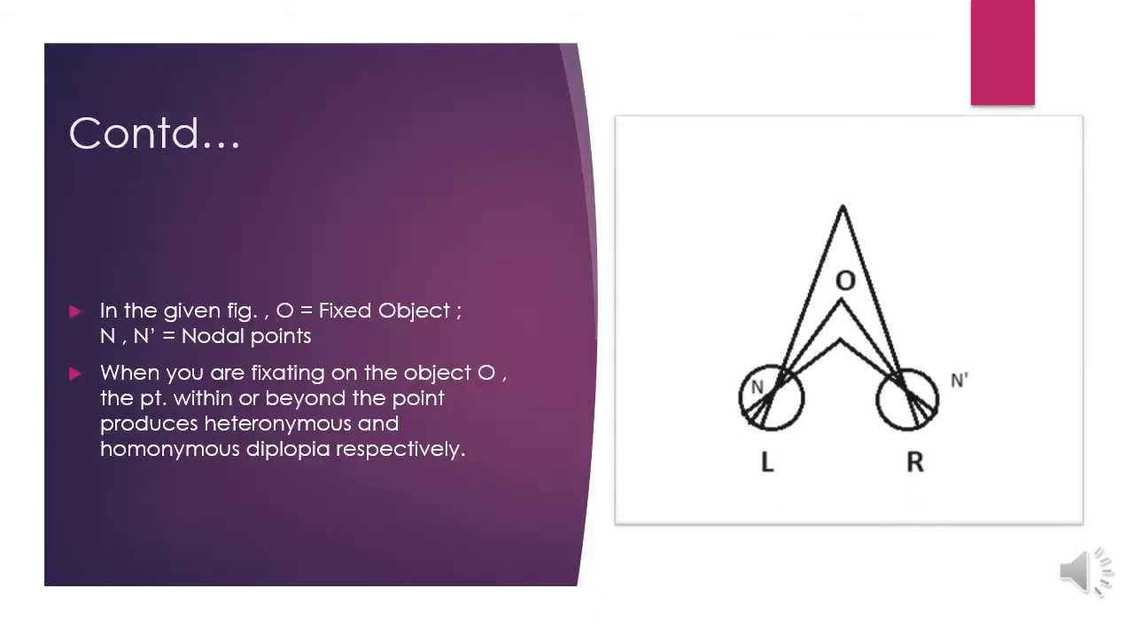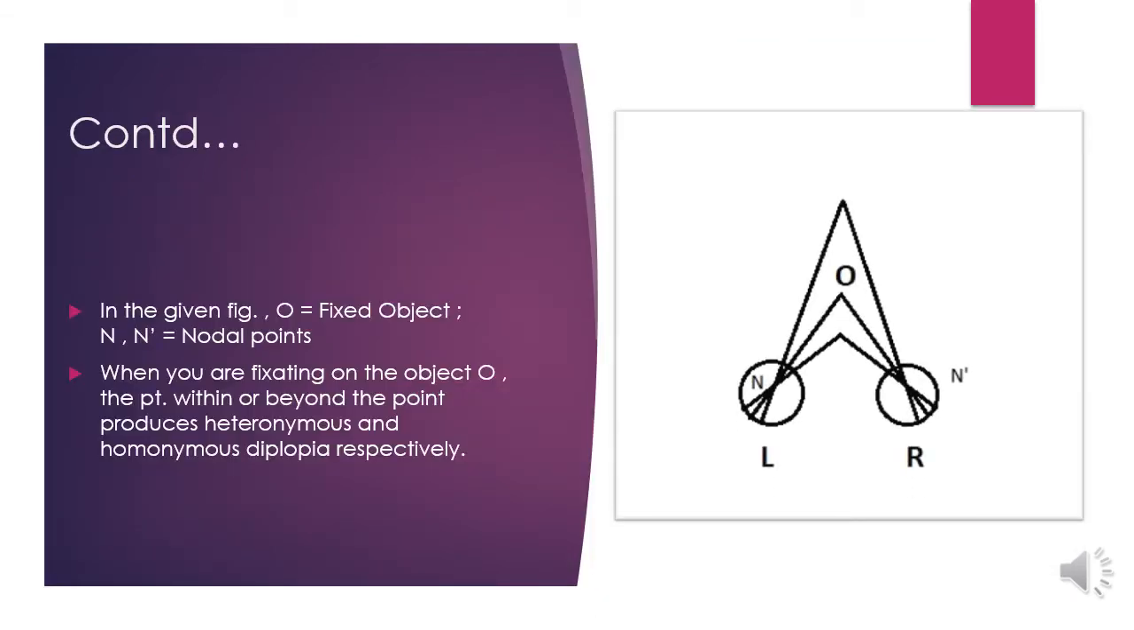In the given figure, this is the fixating object. So any object beyond this point or within this point produces physiological diplopia: heteronymous when within the fixated point and homonymous when beyond the point. And the pair of retinal points that produce diplopia are disparate points. So if you do not understand the physiological diplopia part here, I would request you to visit part 2 of this video, since I've already discussed physiological diplopia there.